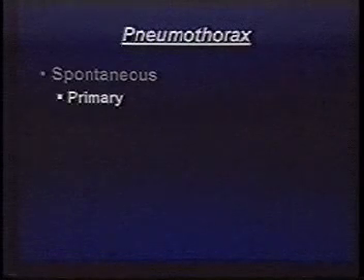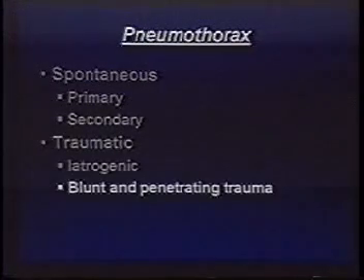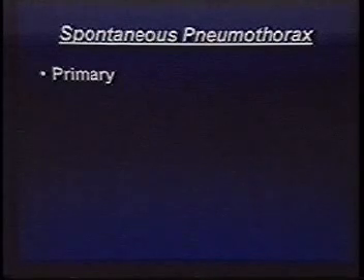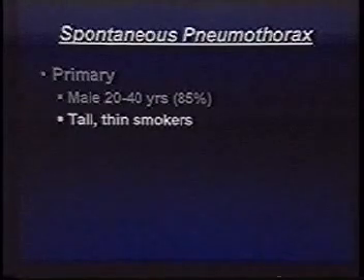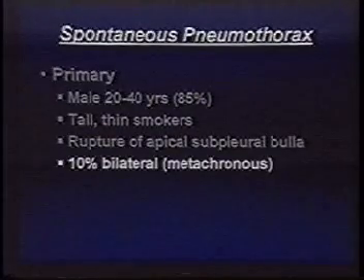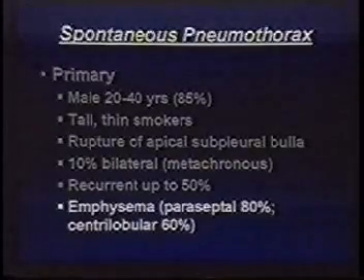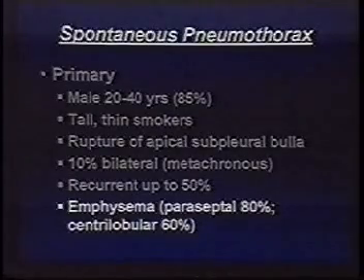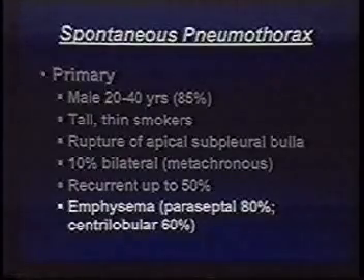Spontaneous pneumothoraces may be primary or secondary, or may be secondary to trauma, such as iatrogenic or blunt and penetrating trauma. Primary spontaneous pneumothoraces generally occur in young males who are tall and thin smokers and result from rupture of an apical subpleural bulla. These are bilateral in 10% of cases and recur in up to half of the patients. Paraseptal emphysema is the most common cause of primary spontaneous pneumothoraces, and centrilobular emphysema is also a significant contributor.